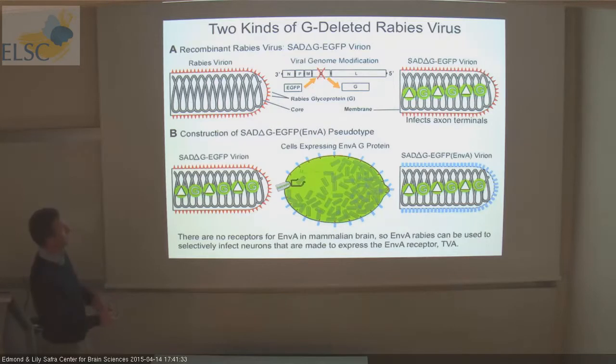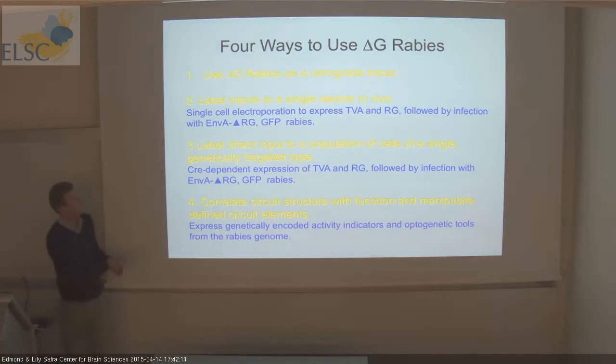The other thing we can do is to make viral particles that look like this, that are pseudotyped. They have an envelope protein from a different virus on them that conveys different tropism, different infectious properties. We do that by having a cell line that expresses that envelope protein, in this case EnvA. So we infect it with this virus, the viral particles then bud out, and so now they have on this host cell-derived membrane the EnvA glycoprotein. Okay. And we know what the receptor is for EnvA, it's TVA, so we can selectively infect cells that have TVA in them. Okay?